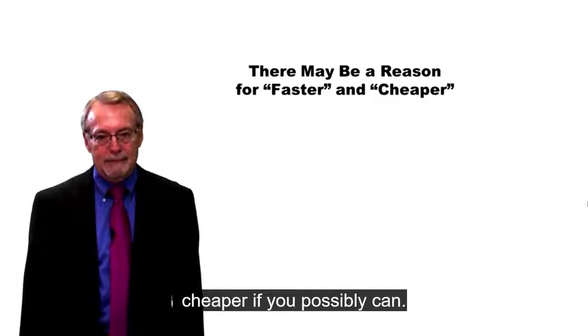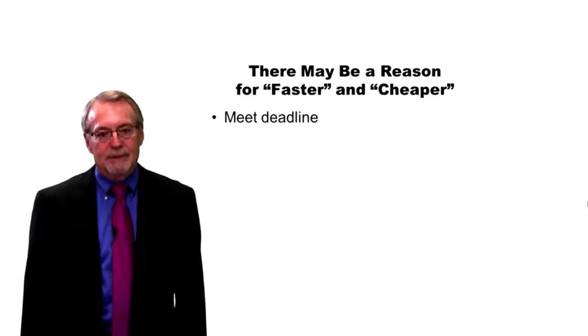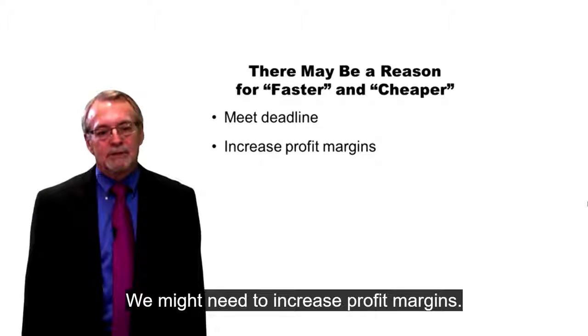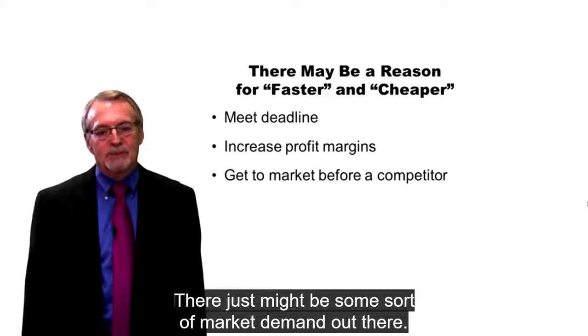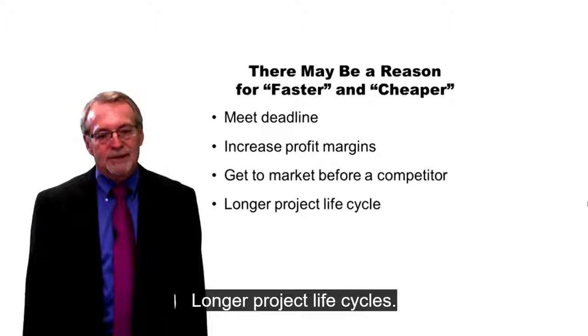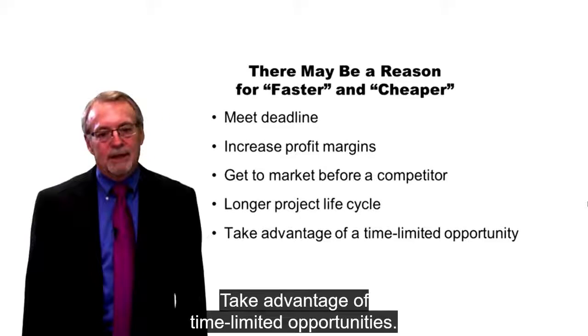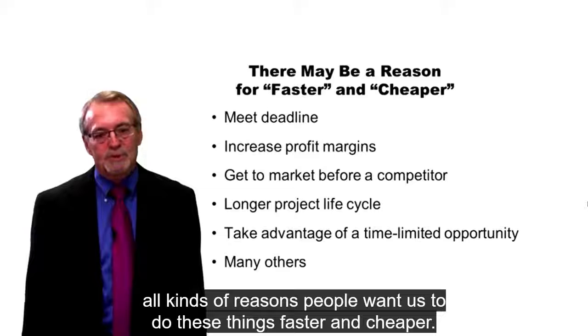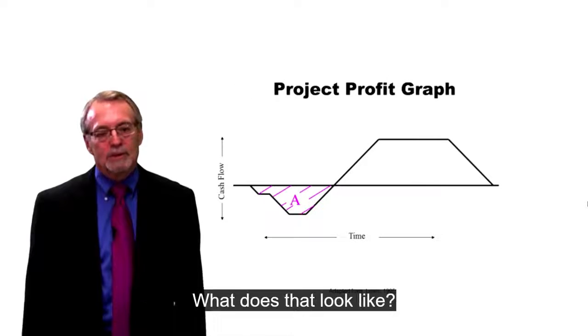During that time, we may hear, we just want you to get this done faster and cheaper if you possibly can. Why do we want to do that? Well, we might have to meet some kind of a deadline. We might need to increase profit margins. There just might be some sort of market demand out there. Longer project life cycles, take advantage of time-limited opportunities. There's all kinds of numbers that people want, all kinds of reasons people want us to do these things faster and cheaper. What does that look like?